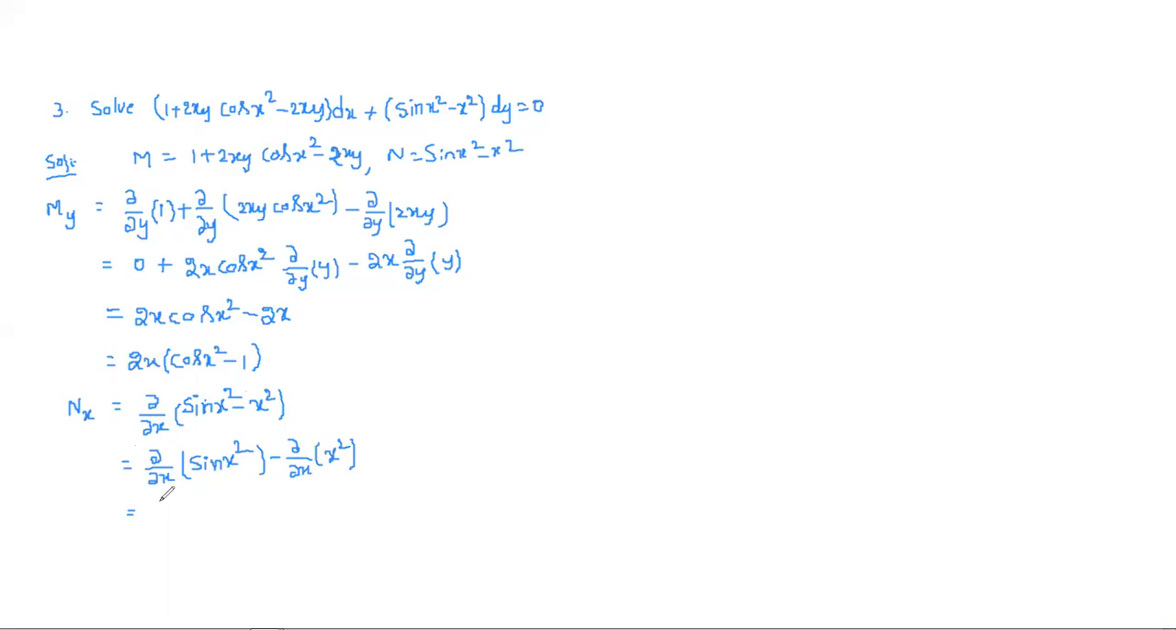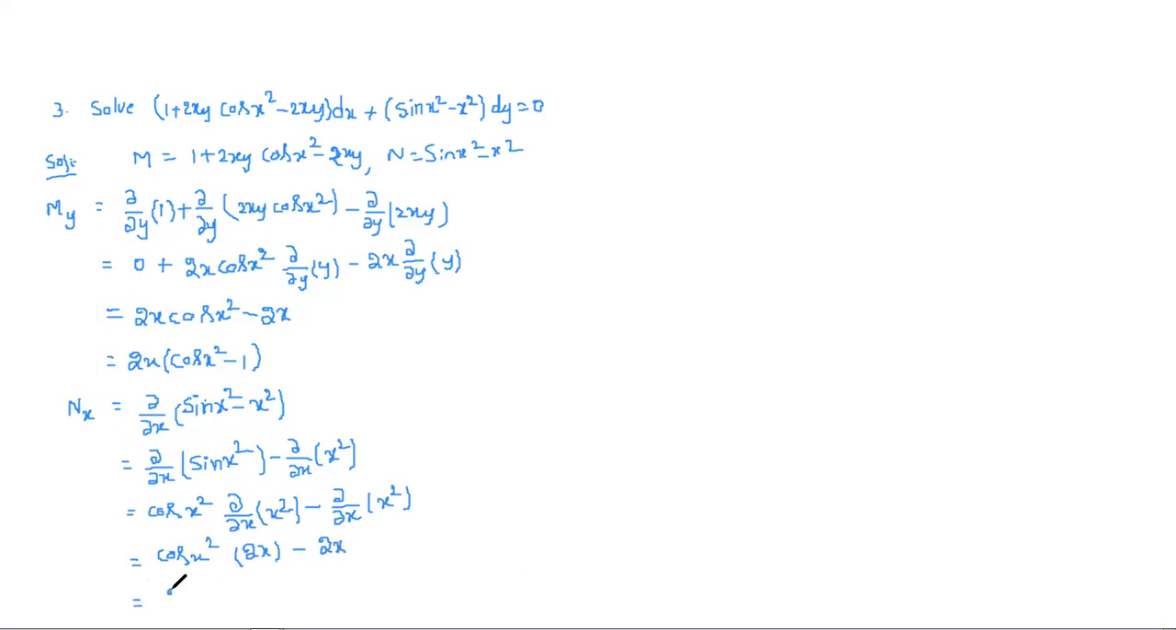The derivative of sine is nothing but what? Sine changes to cos. So cos x², and then we should apply the derivative for x². So ∂/∂x of x² minus ∂/∂x of x², as it is I am writing. And then we'll get cos x² times 2x, minus the derivative of x², which is 2x.